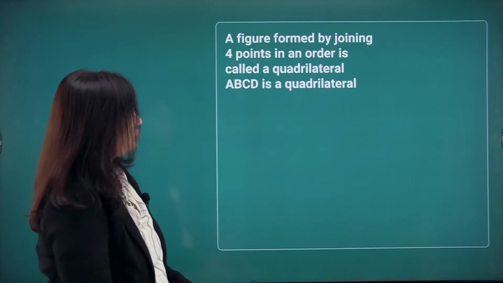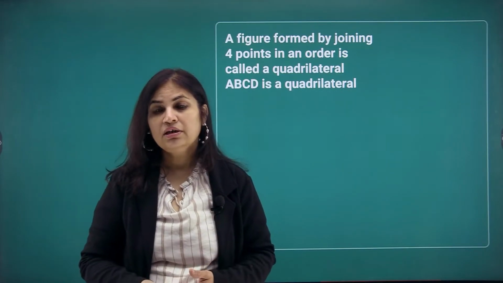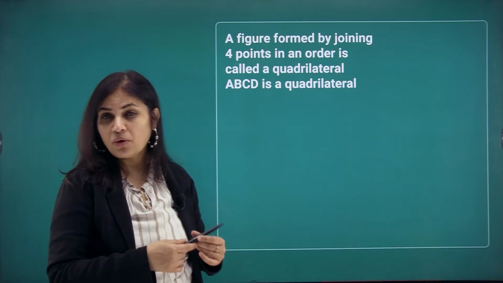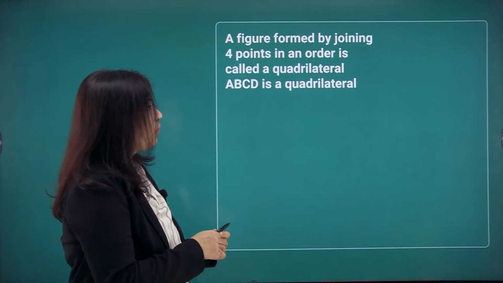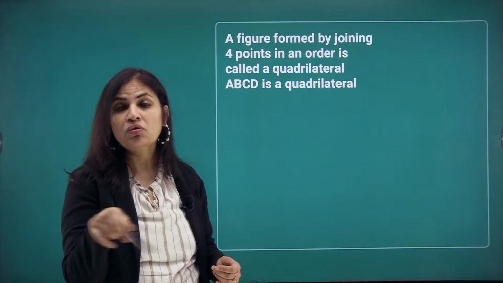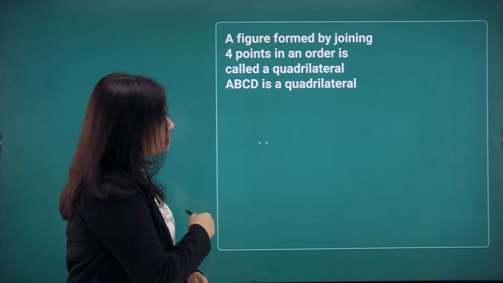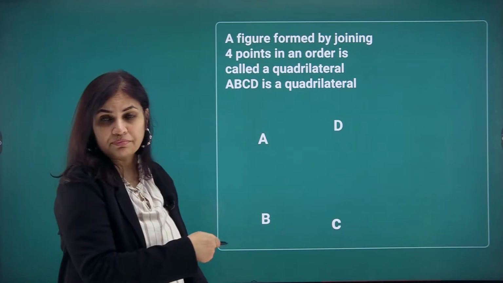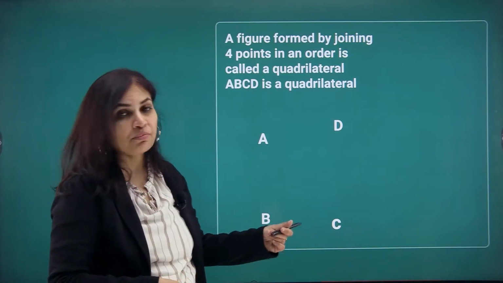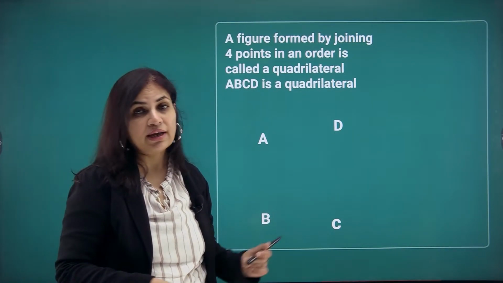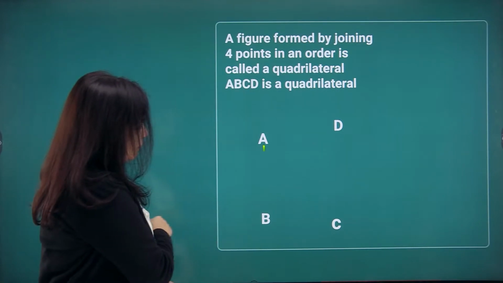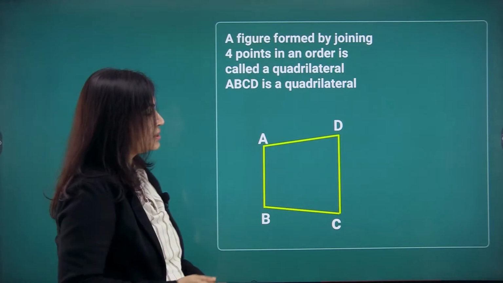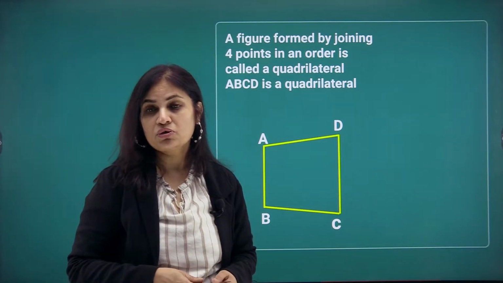Next, let us define a quadrilateral properly. So, what did we see? That a figure formed by joining 4 points in order. In order means in a proper order. We cannot go in a haphazard way. See, let us see what is the order. If I have points A, B, C and D, then either I have to connect these points in clockwise or in anti-clockwise direction. So, if I connect the points in the anti-clockwise direction, I can see a quadrilateral is formed, and we name the quadrilateral also in the same way.